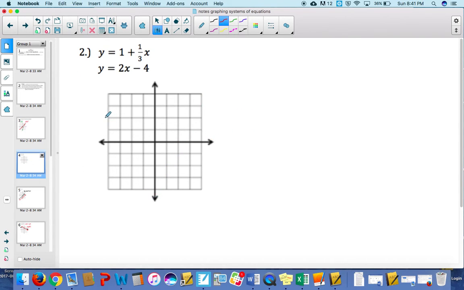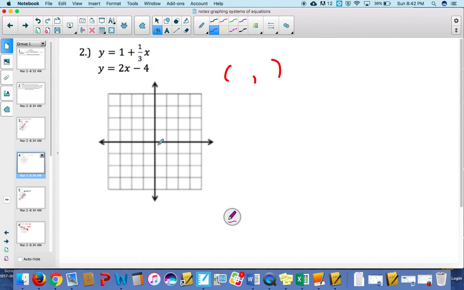I would like you to hit pause on this video and graph both lines here for number 2 and write your answer as an ordered pair. When you are ready, go ahead and hit play. All right, so you have now tried example number 2. Let's see if your lines are the same as mine.